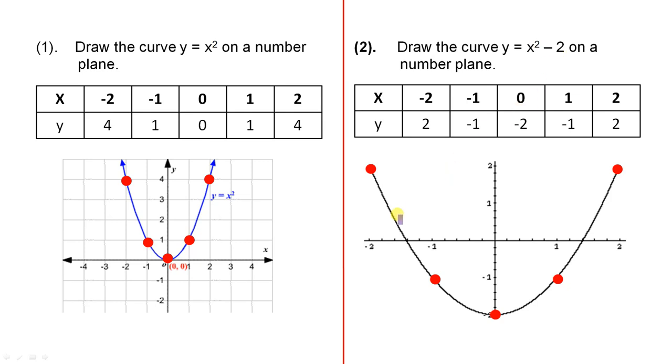Now the only reason it looks a different shape to this one is because notice the difference between the 1 and the 2 is a lot larger than it is here. But that doesn't matter. You can make up the axis any way you want as long as you have the same distance between each of the numbers. So here we have y equals x squared minus 2, which is the same as y equals x squared, but it's moved down 2 spots.